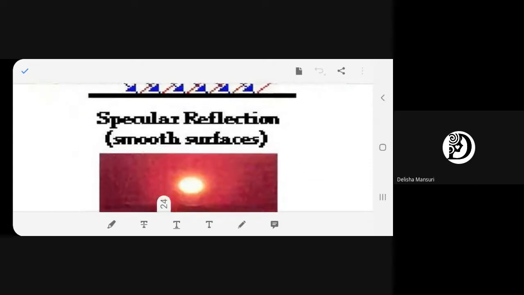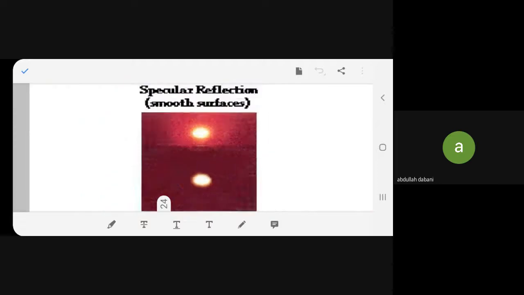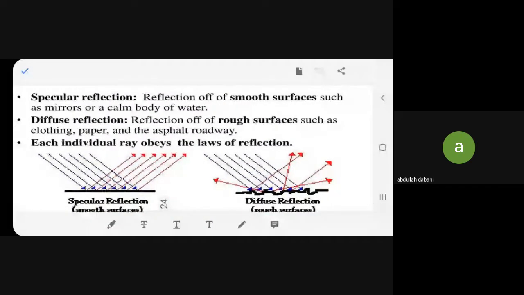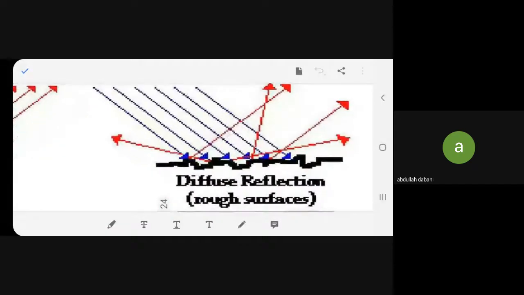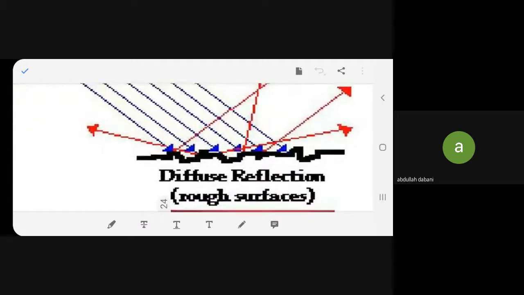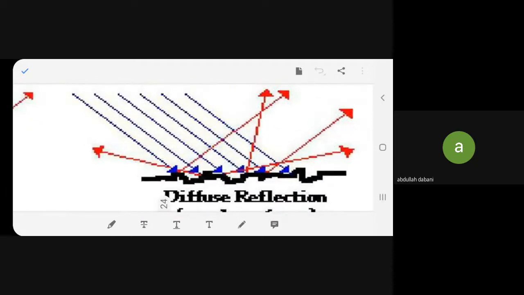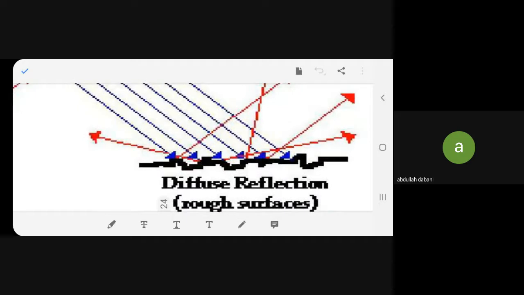And this is how it looks. Can you see the image in the water? This is specular reflection. Understood, all of you? Now we come to a diffused one. That is irregular reflection. Am I right, beta? Yes. Look at this.